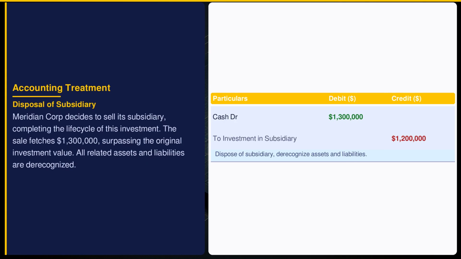Upon disposal, Meridian Corporation records a cash influx of $1,300,000, while derecognizing its investment in subsidiary at $1,200,000. This transaction under Indian Accounting Standard 110 results in a $100,000 gain, impacting financial performance and liquidity positively. The move showcases strategic reinvestment capabilities, enhancing financial flexibility for future ventures.